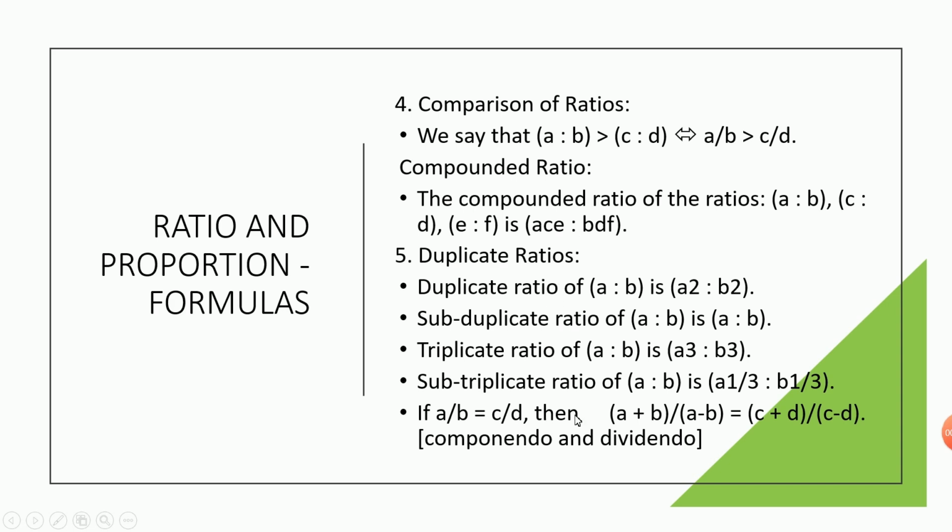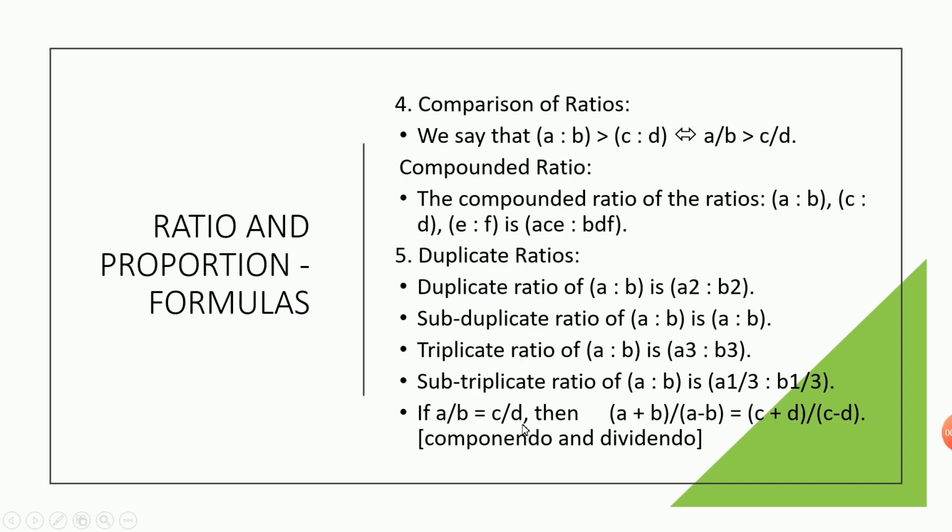Then duplicate ratios. We have seen that, no? Here I have not put the superscript down, but A is to B is A square is to B square. Sub-duplicate means A is to B, which is root of A is to root of B. Then triplicate ratio means A is to B, that is A cube is to B cube. Similarly, we have seen that.